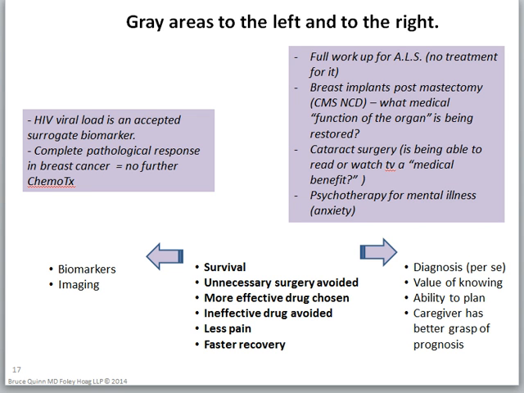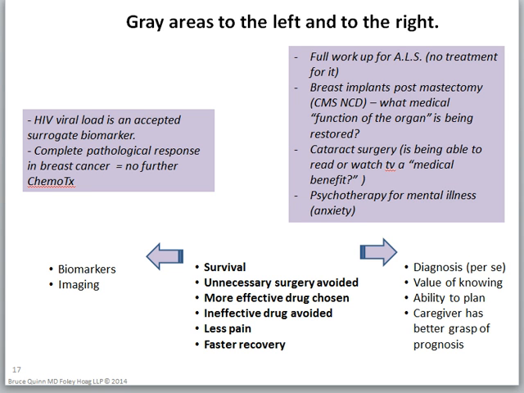On the right side of the chart, I don't have time to go into this in as much detail as it might deserve, but there are a lot of fuzzy things that happen on the right side of the chart. For example, we'll do a full workup for ALS, Lou Gehrig's disease, even though there's no treatment for it. Medicare will pay for breast implants after mastectomy. There's a national coverage decision about that. But supposedly, Medicare only pays for things, prosthetics that improve the function of an organ. So what function of the organ is being restored in that case?